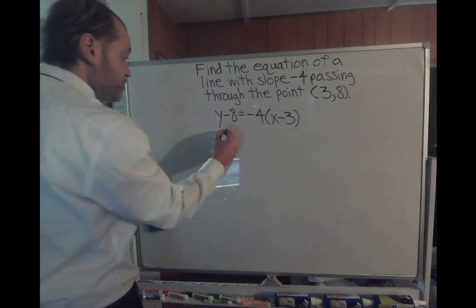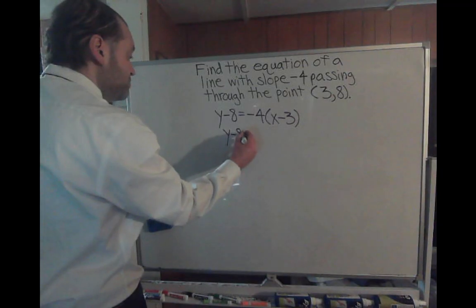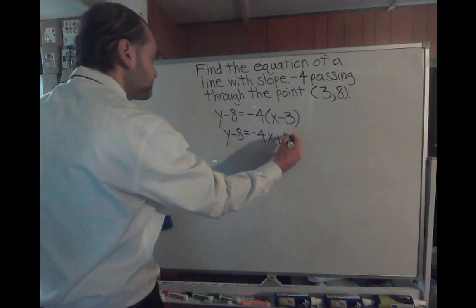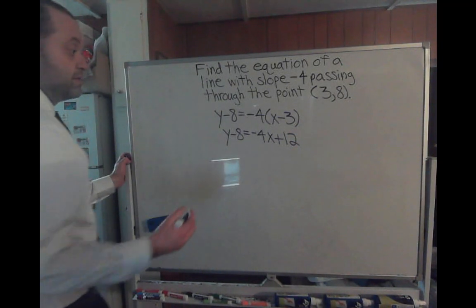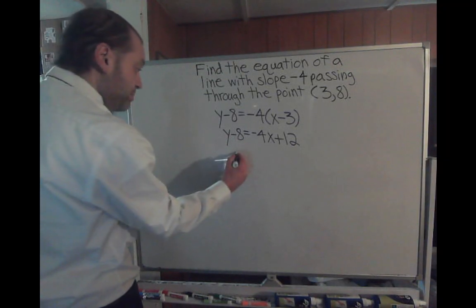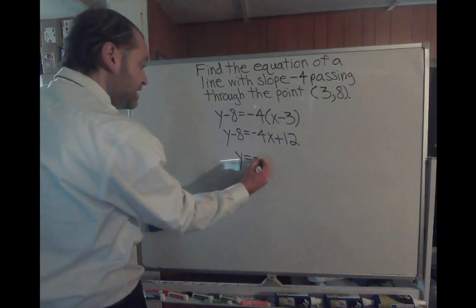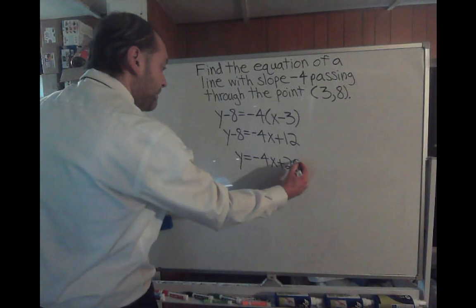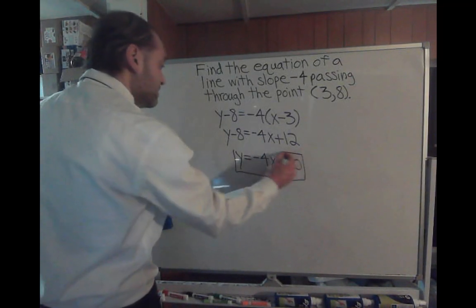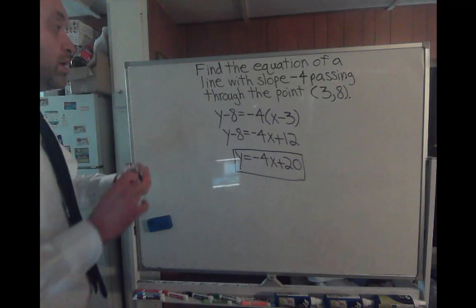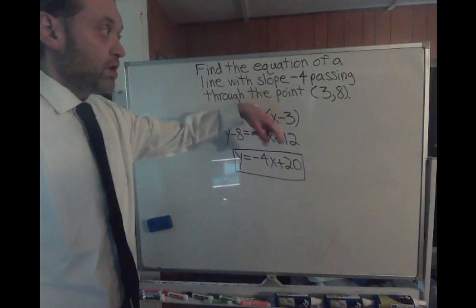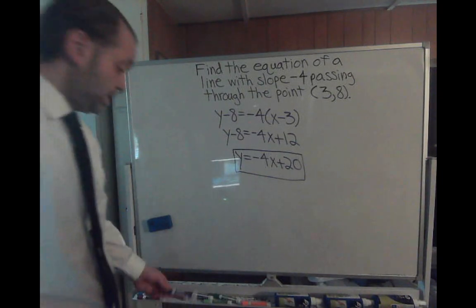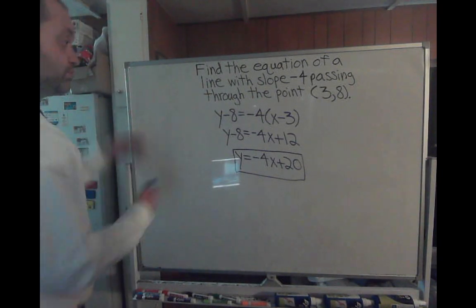So then now do your distributive property on the right hand side. You would get y minus 8 equals -4x plus 12. And then, of course, add 8 to both sides to get y by itself. You get the equation of the line being y equals -4x plus 20. So the equation of the line that we're looking for with a slope of -4 and passing through the point 3, 8 is y equals -4x plus 20. I got one more problem just like this.